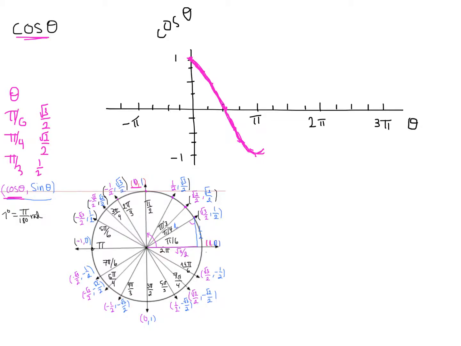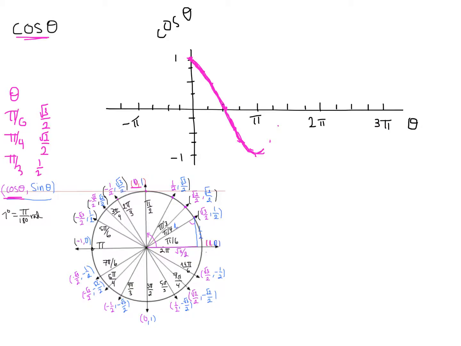All right, and then 5 pi over 4, so this is a fourth of the way now here. I'm at negative root 2 over 2, so that's negative 0.707. Then I keep going at 4 pi over 3, so that's a third of the way, so now I'm about there. And that's exactly negative 1/2.